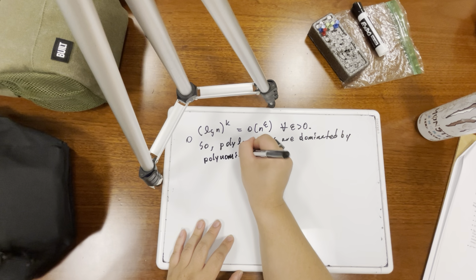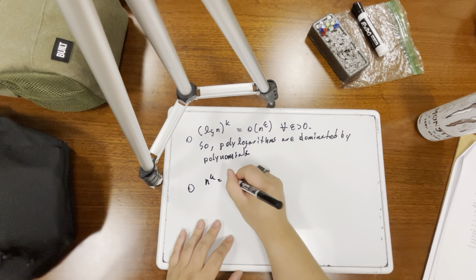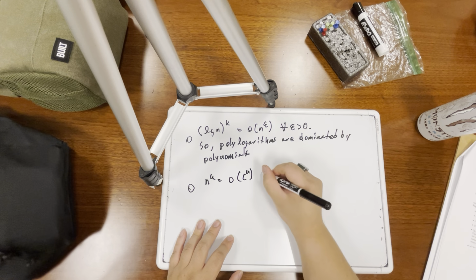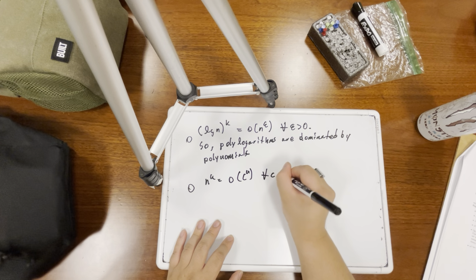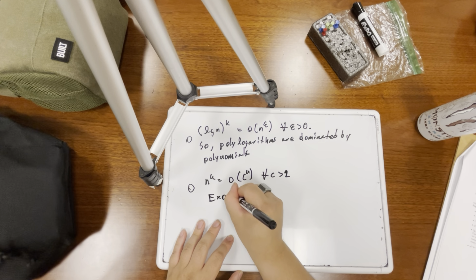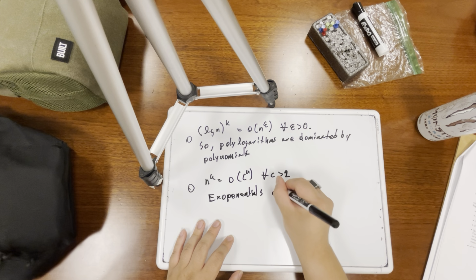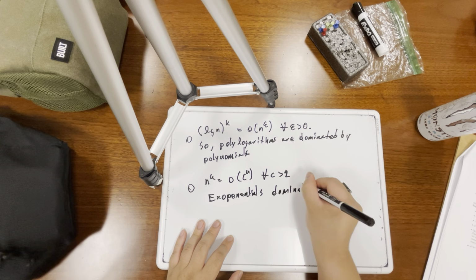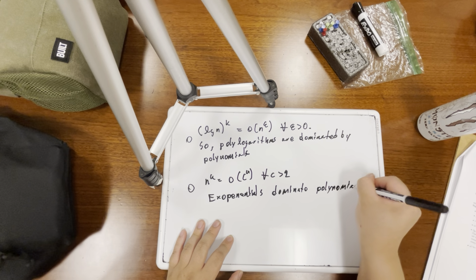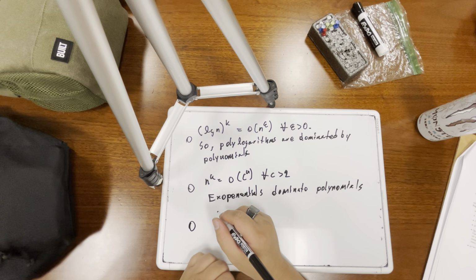Right, and n to the k is equal to little o of c to the n, for any constant c greater than 1. Exponentials dominate polynomials. Now, this is like looking more closely at the hierarchy that I showed you earlier.